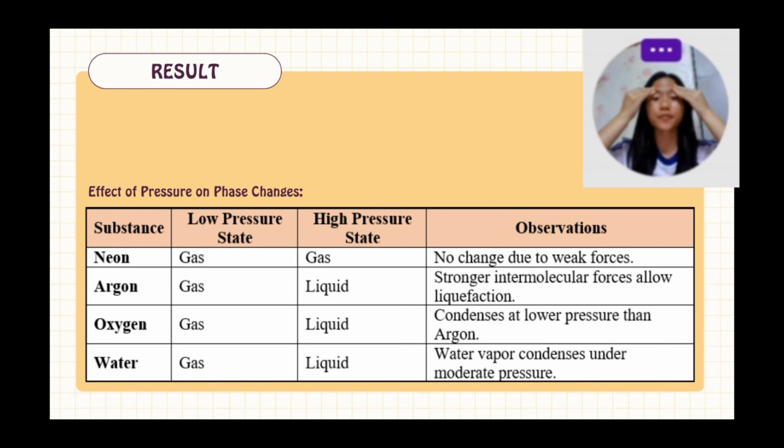Water's hydrogen bonding forces are strong enough to cause this phase change at a higher pressure than neon and argon. And it is still easier to compress compared to gases with weaker intermolecular forces.